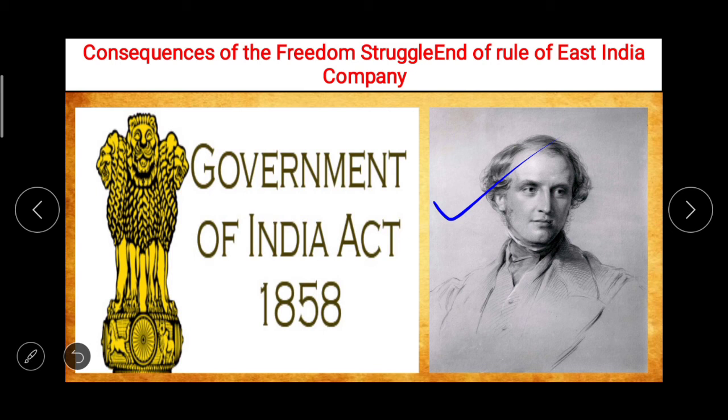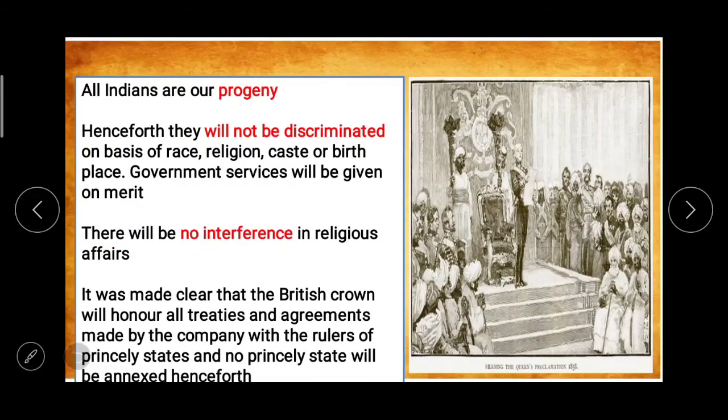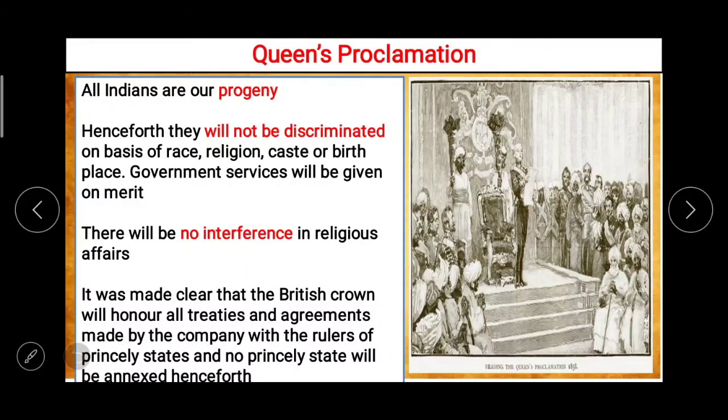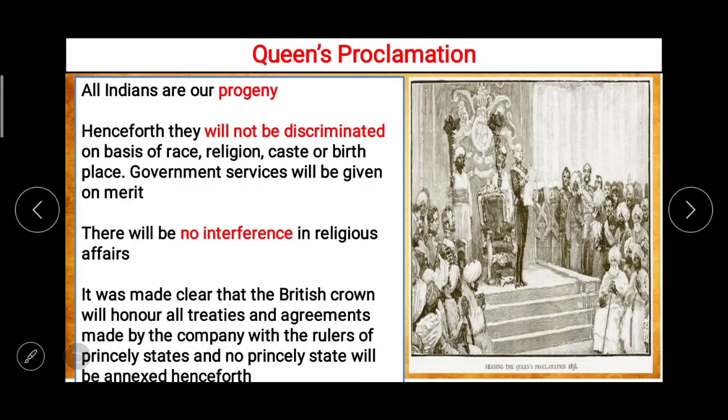A new post called Secretary of State was created in the British government to look after the affairs of India. And the Queen's Proclamation. All Indians are our progeny, and henceforth there will not be discrimination on the basis of race, religion, caste or birthplace. Government services will be given on merit.